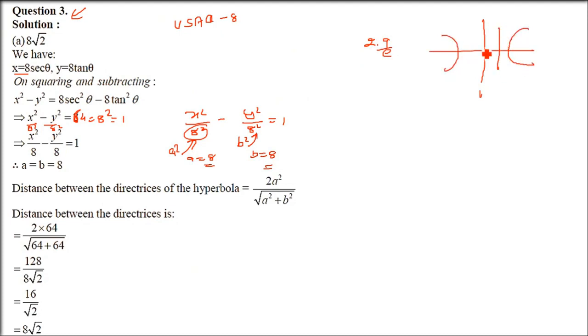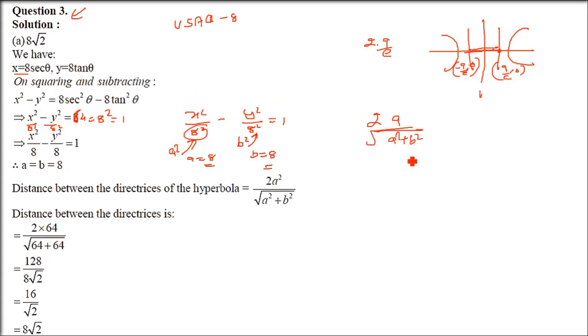We have done this while we were doing the explanation. So a by e is on the right hand side, a by e on the left hand side. So 2a by e is going to be the distance between the two directrices. So 2a by e. Now, eccentricity is what?